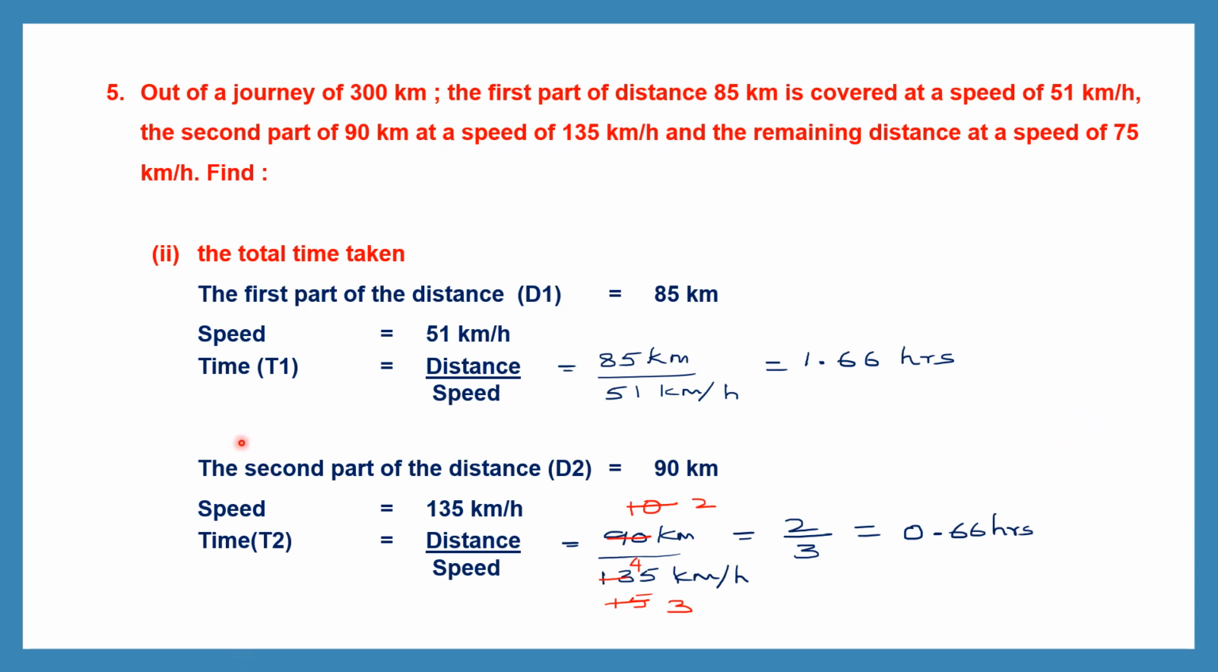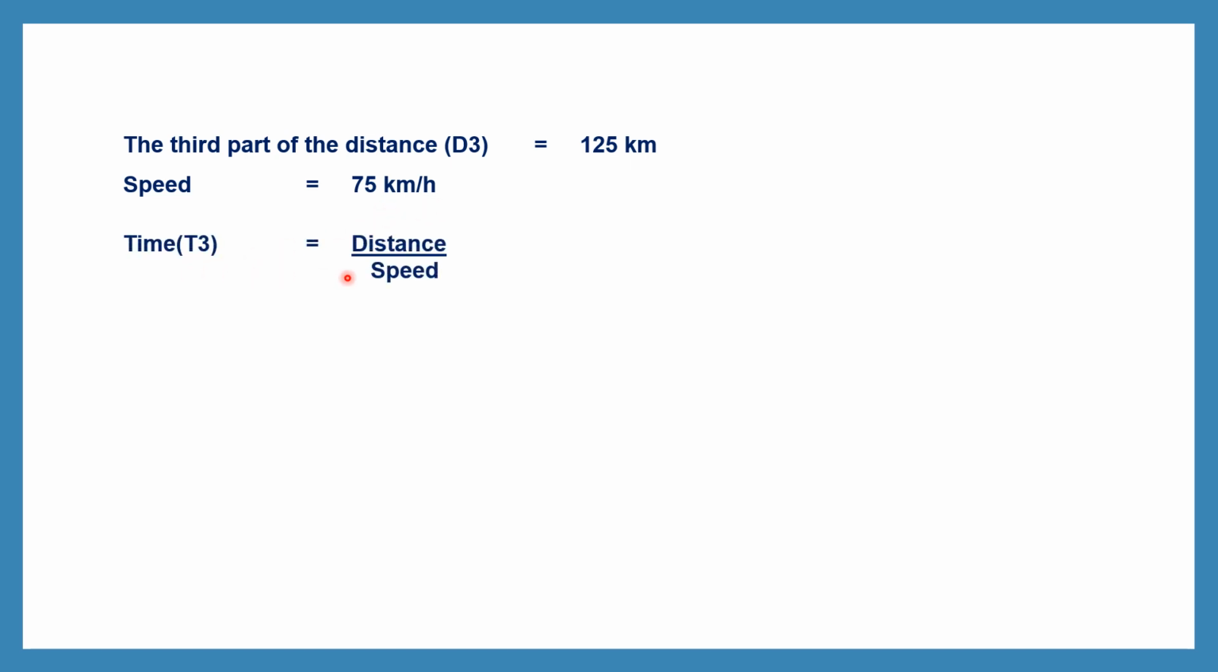So here as you can see, time 1 we have found out, time 2 we have found, now we have to find time 3. So let's begin by saying the third part of the distance D3 is 125 kilometers. The speed here is given to us 75 kilometers per hour. Now we have to find time 3, distance by speed. So distance is 125 kilometers and speed is 75 kilometers per hour.